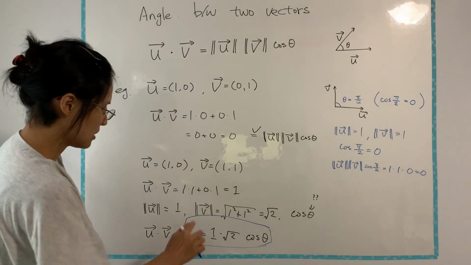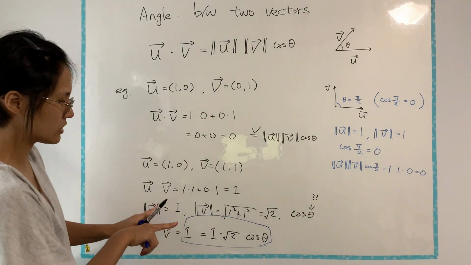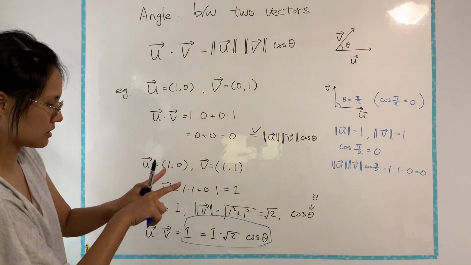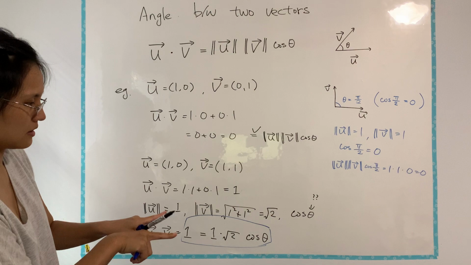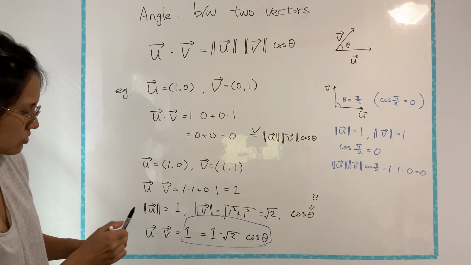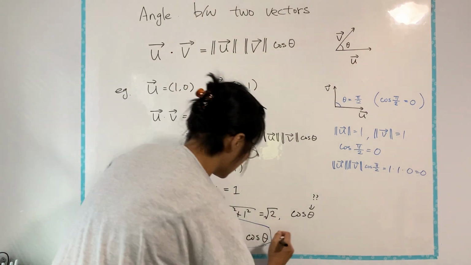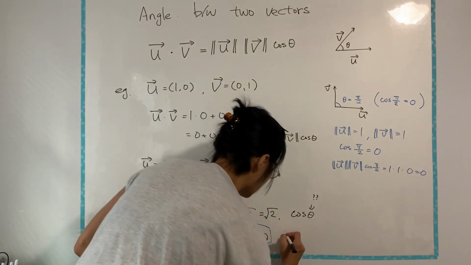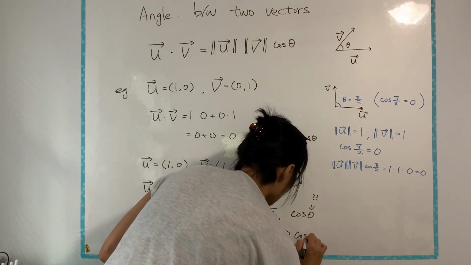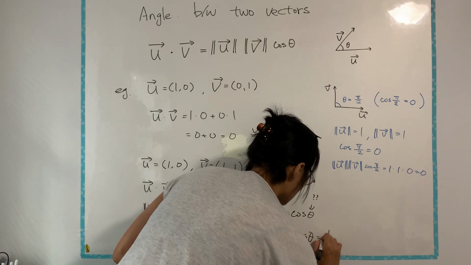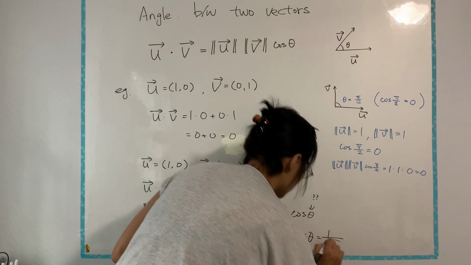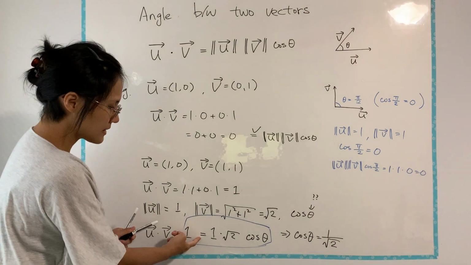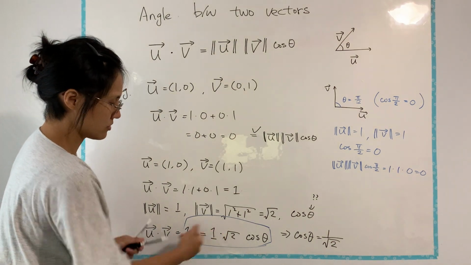Okay? So now I have a formula that tells me information about the angle between these two vectors, meaning the cosine of the angle is equal to, let's simplify this, bring the root 2 to the other side. So we have cosine theta equals 1 over root 2. Because I divide this equation by root 2.